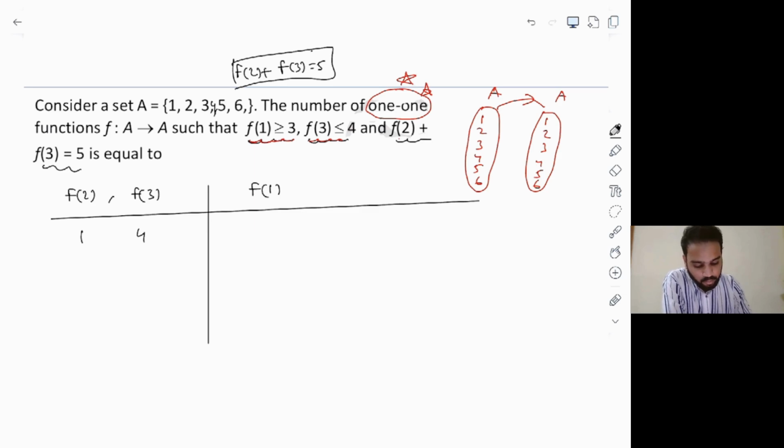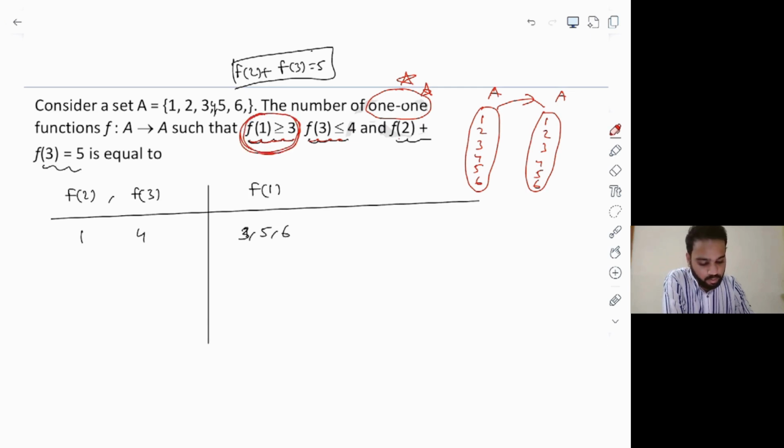And then if f of 2 is 1 and f of 3 is 4, clearly f of 1 can be only 3, 5 and 6. And what's the reason behind that? Because we have one more restriction here: f of 1 should definitely be greater than or equal to 3 only.